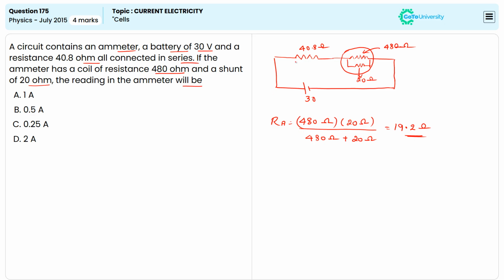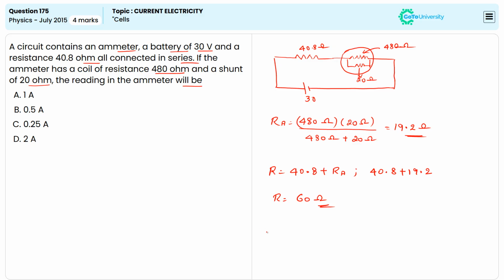Since the 480 ohms and the 20 ohms are connected in parallel, and the ammeter is in series connection with the 40.8 ohms, the total resistance becomes R is equal to 40.8 ohms plus RA. This gives 40.8 plus 19.2, so R is equal to 60 ohms.